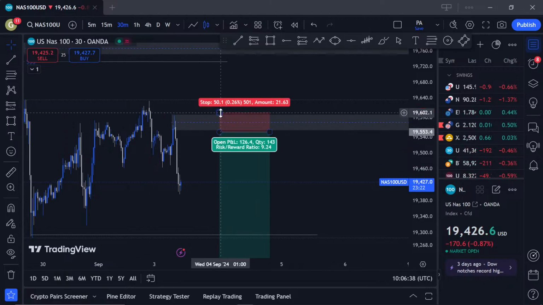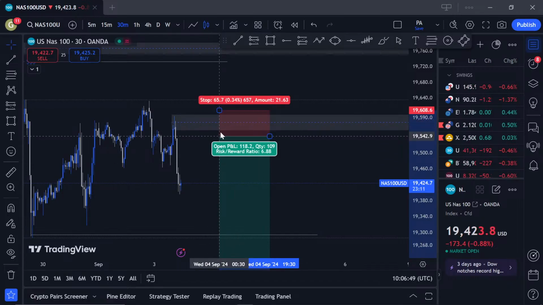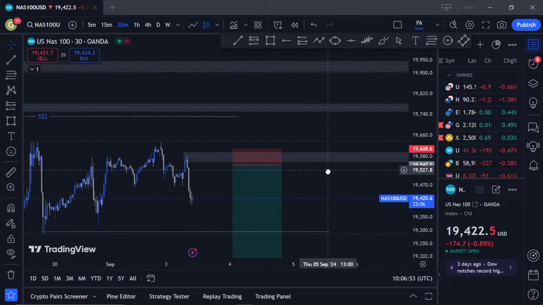Keep your stop loss at a decent level, at the 19.608 level. Let your stop loss be there, and once you get a 30-minute close outside, you enter your trade like that, and then let it run. A solid 1:7.4.